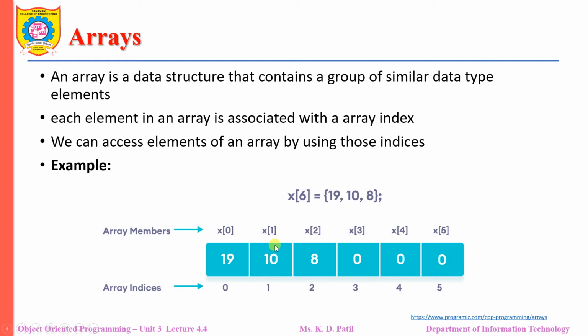If I want to access an element of an array, then I can take help of those indices to access that element. Now for example, I want to access the element 10. Then I can write the statement as cout x of 1. This will give me the element which is available at index 1, and that element is 10.